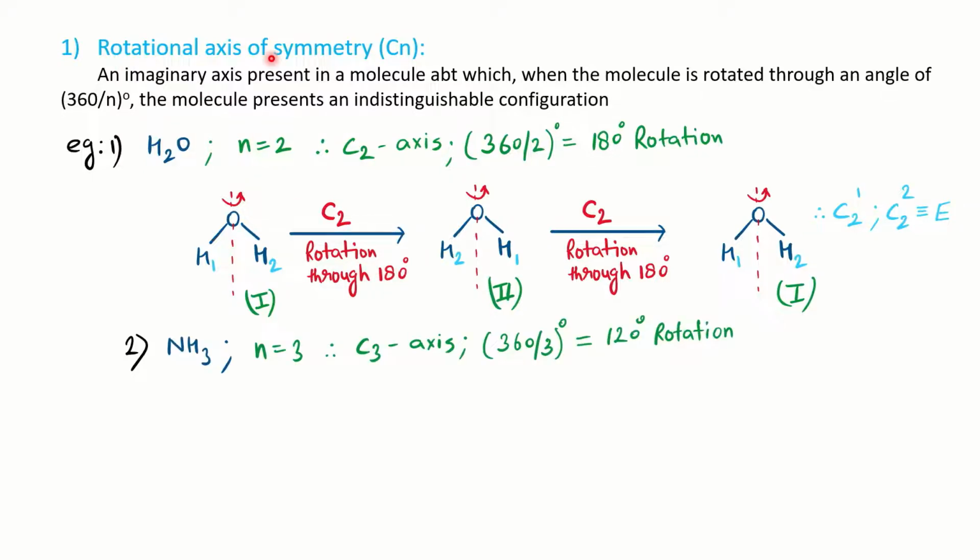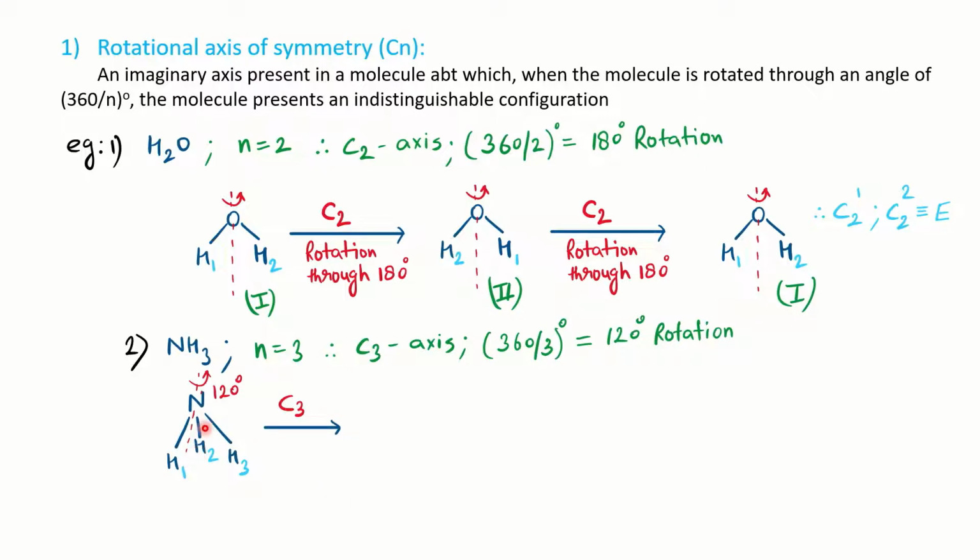Since we are focusing only on the rotational axis of symmetry, we will talk about only the rotational axis here. We have other symmetry elements also present, we will discuss them later. So ammonia is the next example, and we know there are 3 hydrogens, so it has to rotate 3 times to get the indistinguishable configuration. We say C3 axis. So how many degrees of rotation do you have to do? 360 divided by 3, that is a 120 degree rotation.